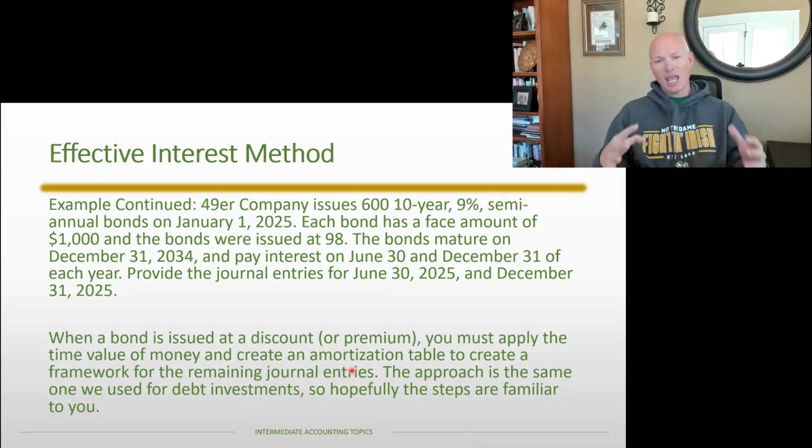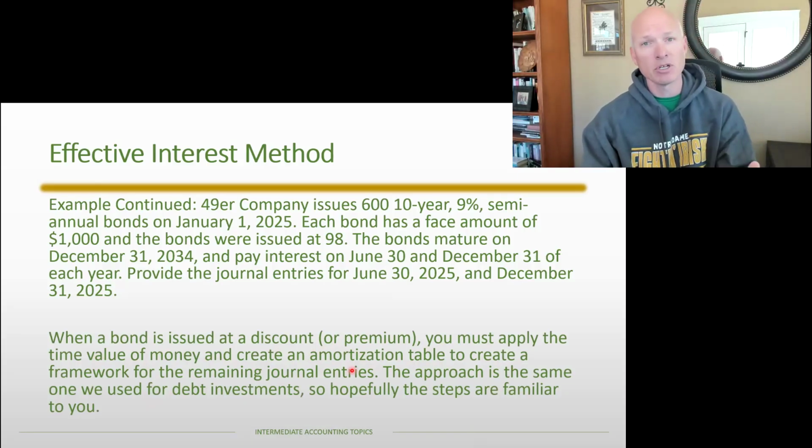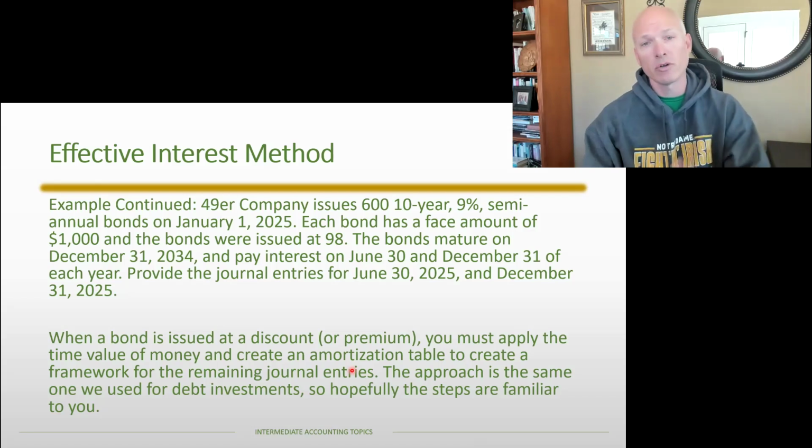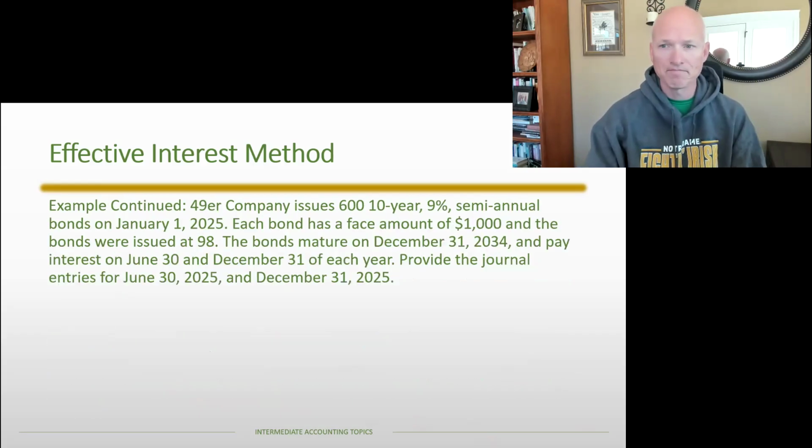And so that table, after the issuance, drives the rest of the accounting. You need to know how to create an amortization table, and you need to know how to apply that amortization table to the journal entries after the initial issuance. Now, the nice thing is this is very similar to what we already did with debt investments. And so a lot of the calculations are going to be very familiar to you.